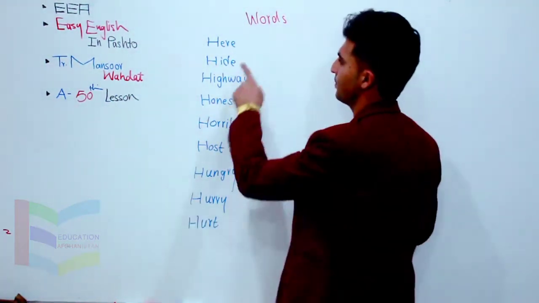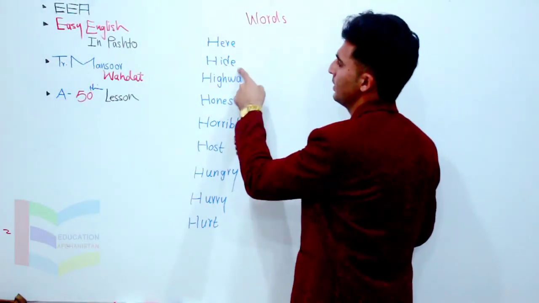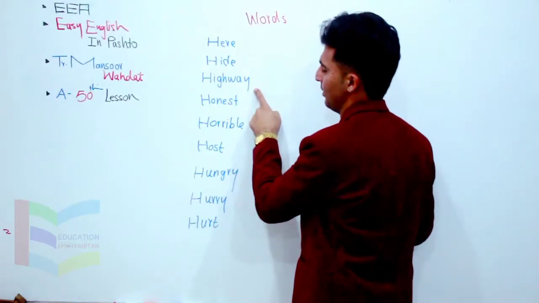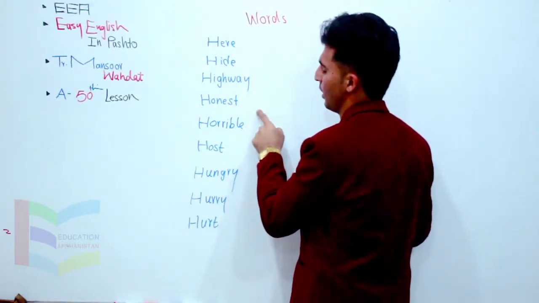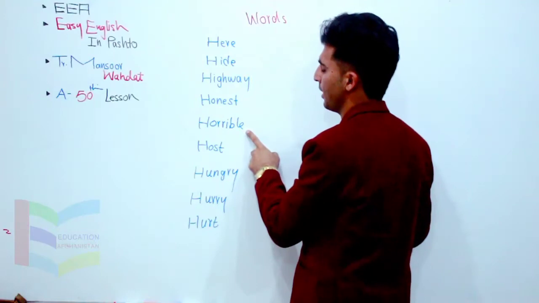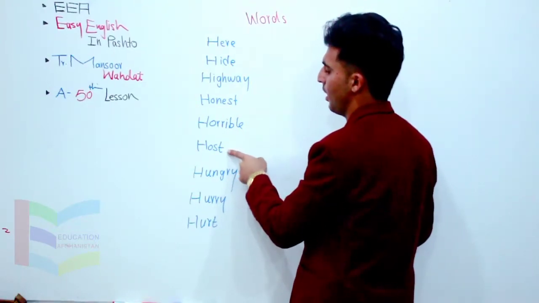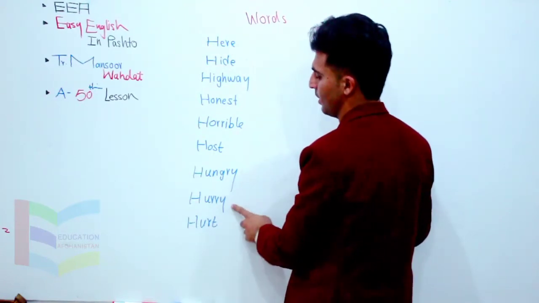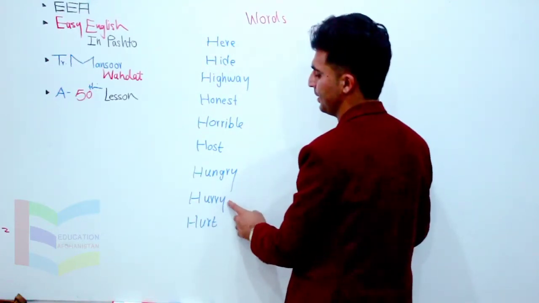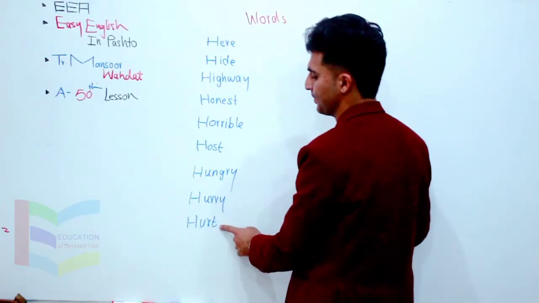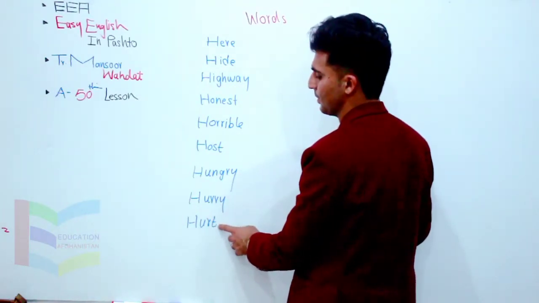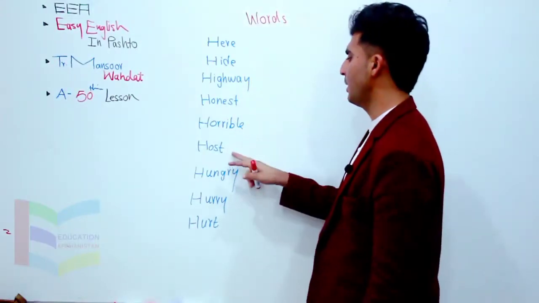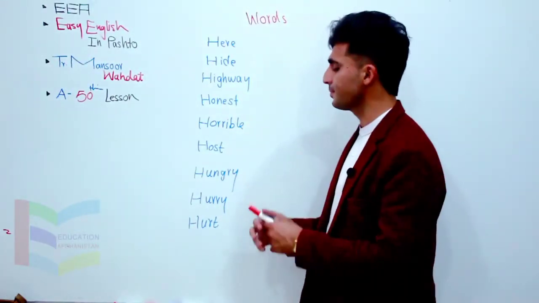Coming towards hair, hide, highway, honest, horrible, host, hungry, hurry, hurt. Say that. Hair, hide, highway, honest, horrible, host, hungry, hurry, hurt.